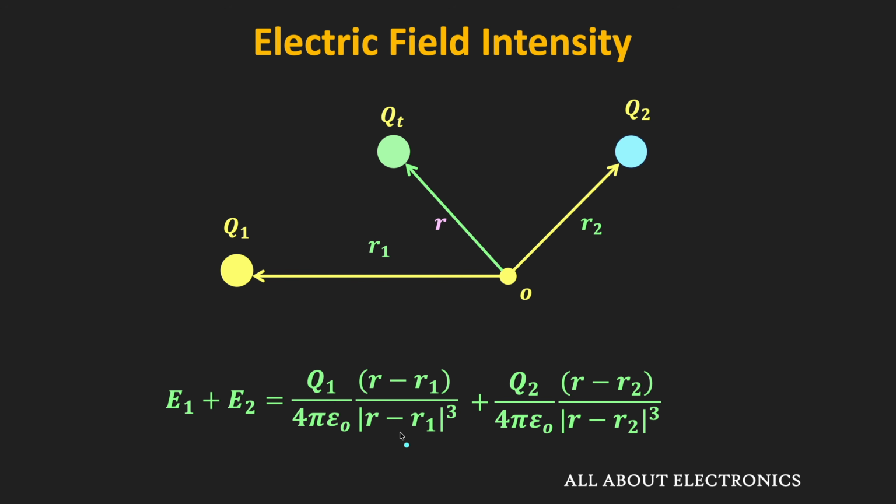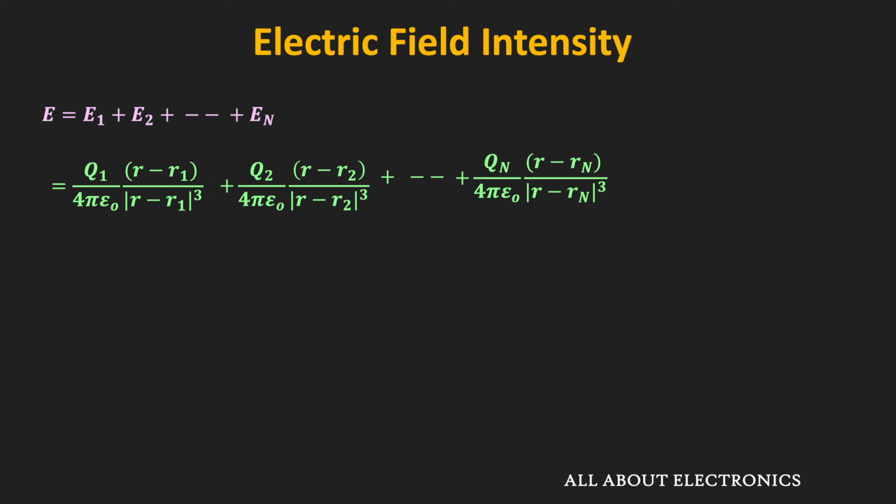So as you can see, the expression of this electric field intensity is similar to the expression of the force, but here it will get divided by the value of the test charge. So in this way, using the principle of superposition, even if we have n charges, we can also find the electric field intensity due to all these charges at the location of the test charge.